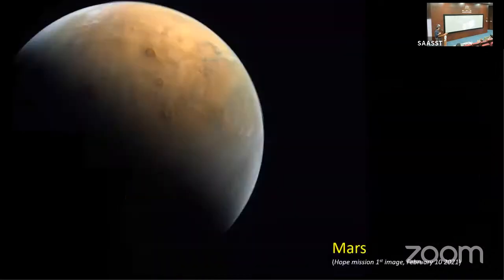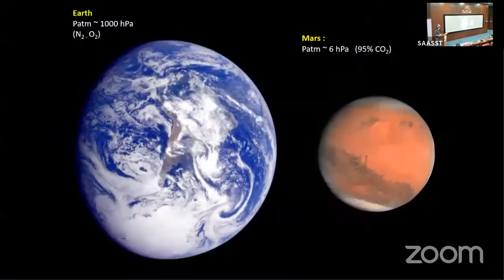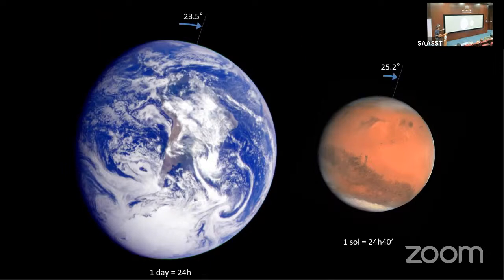So this is a picture from Hope, the first picture, a nice picture we obtained. And this is just to remind you that Mars is a small planet, very active, very beautiful. But of course, it has a thin CO2 atmosphere. And on this basis, you could say, well, it is very different from the Earth. But compared to the Earth, it's not that different. Of course, it's half the size of the Earth. It has, as I said, a thinner atmosphere, but there are really a lot of similarities, in particular related to climate and meteorology. For instance, as you may know, the length of the solar day is 24 hours and 40 minutes, very comparable to what we have on Earth.